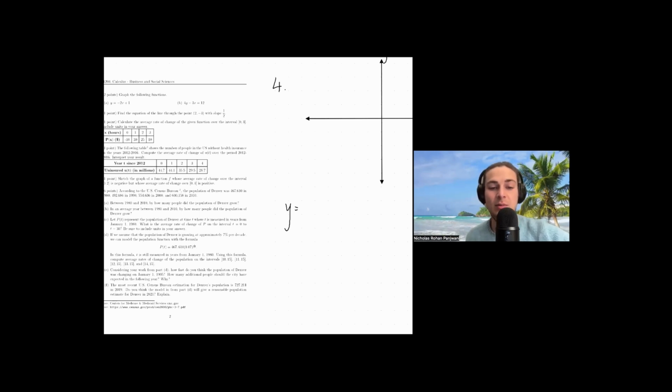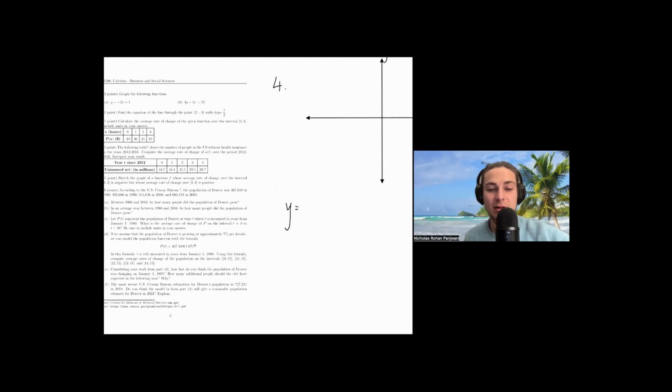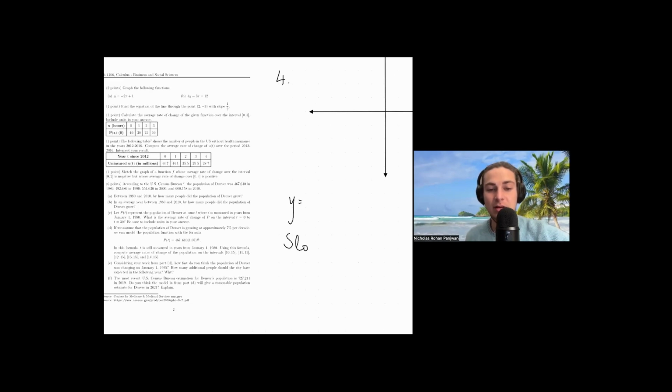Or at least one of them. We have this one here, which is called slope intercept. And the format is y equals, say it with me, mx plus b. And that corresponds with the two what are called parameters. m and b here are parameters. m is the slope and b is the y-intercept.